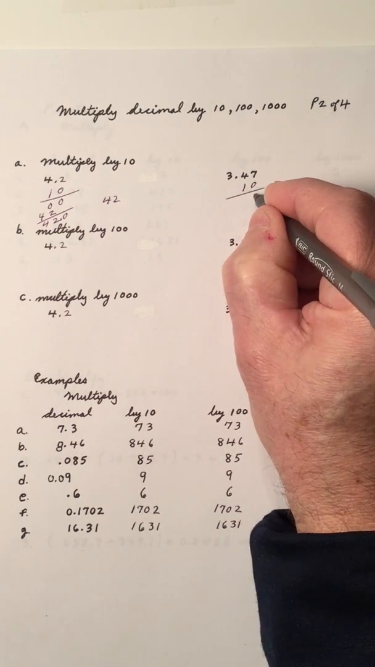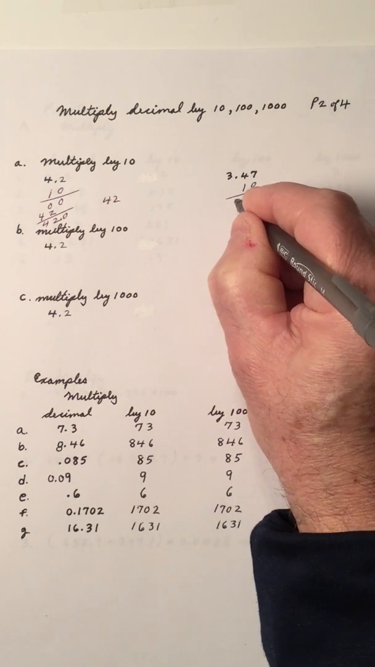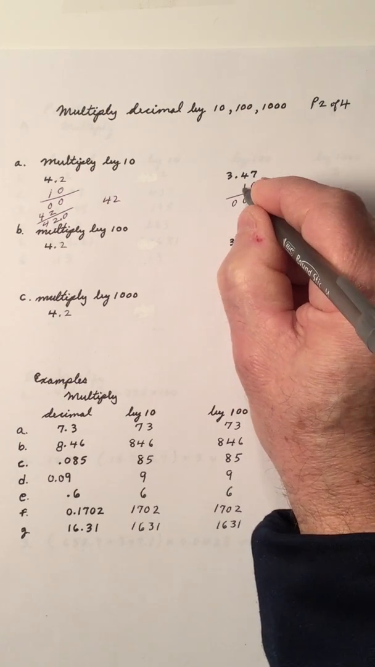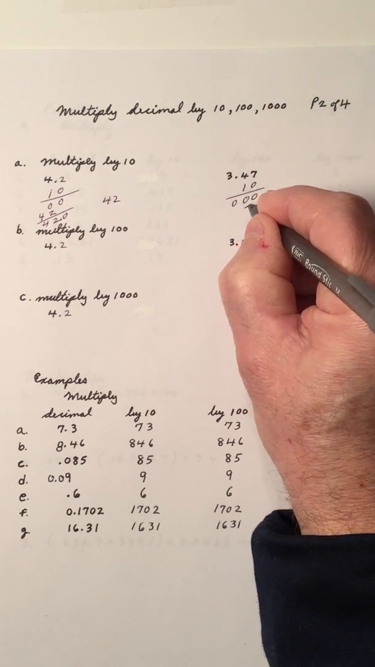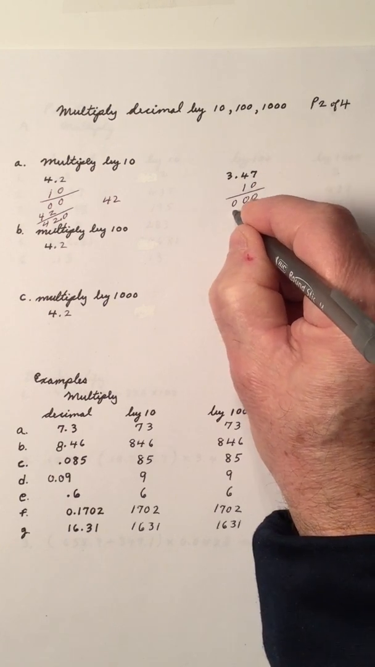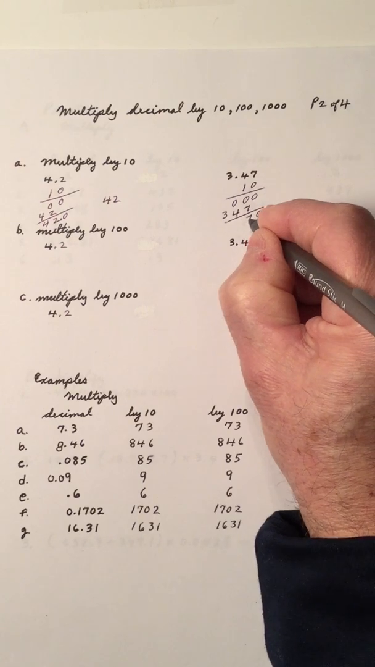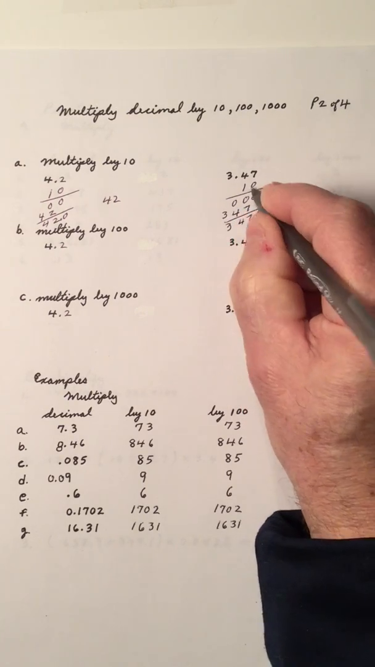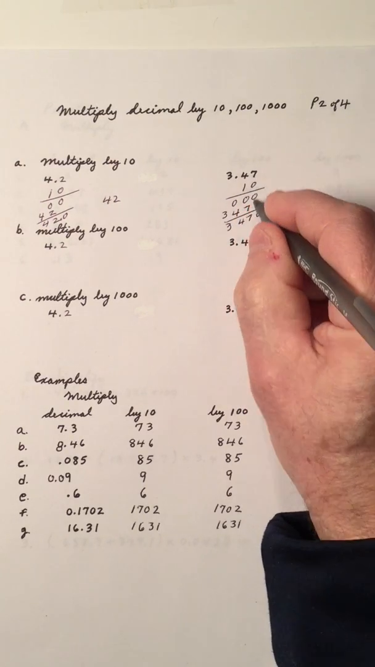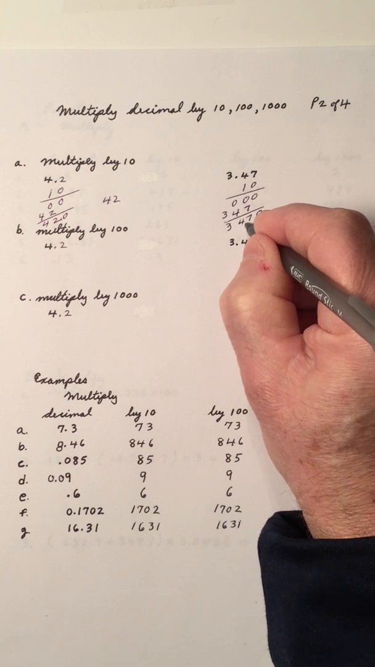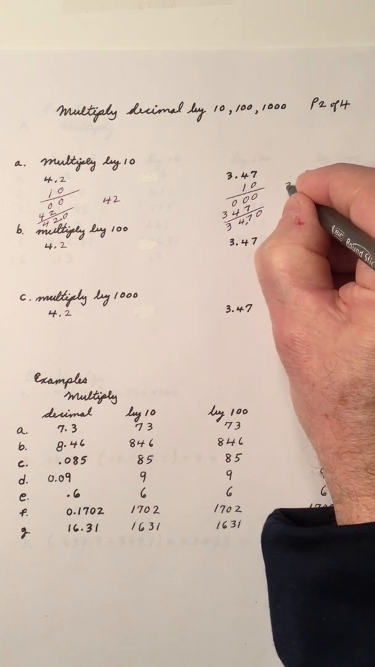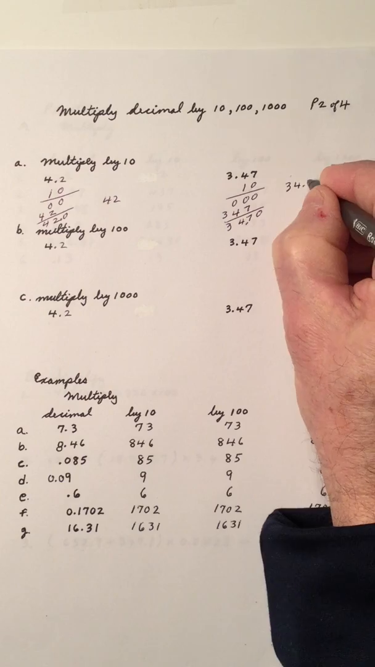Now multiply 34.7 by 10. 10 times 7 is 0, 0, 0. Notice you have all zeros. 1 times 7 is 7. You move over one place. 4 times 1 is 4. 3 times 1 is 3. 0, 7, 4, 3. And I have two decimal places, so we move 2 to the left, so we get 34.7.